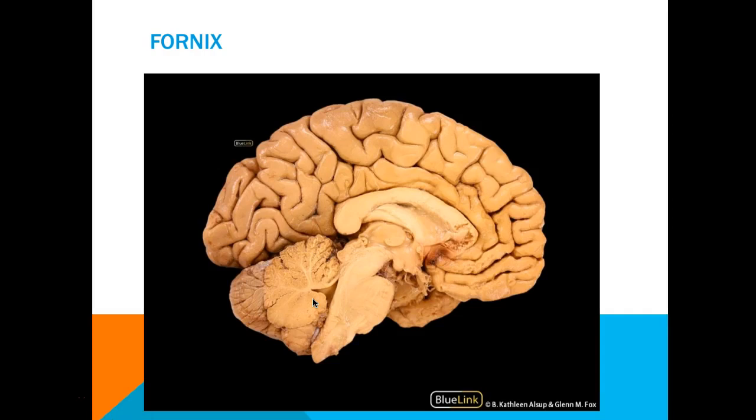So below the septum pellucidum, we have your fornix. The fornix means arch in Latin, and this C-shaped structure has nerve fibers that are going to act as a major output tract of the hippocampus. Now I know we haven't talked about the hippocampus just yet, but this hippocampus is going to be a main actor of memory and learning within our brain.